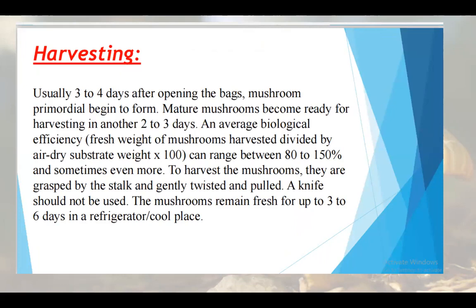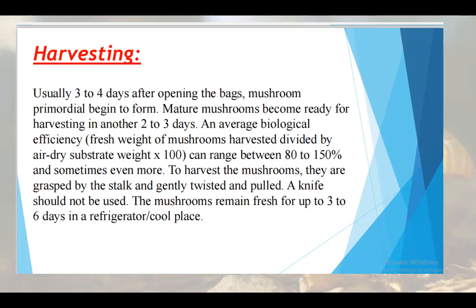So how to pluck the mushroom? You have to hold the stipe and very slowly twist it. Then you can get the mushroom pulled. Okay, and a knife should not be used. The mushrooms remain fresh for up to 3 to 6 days in a refrigerator or cool place.